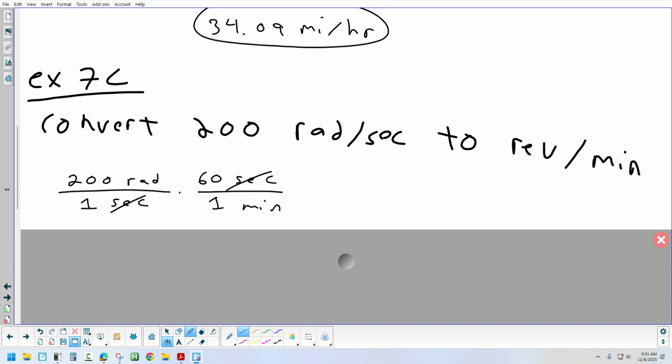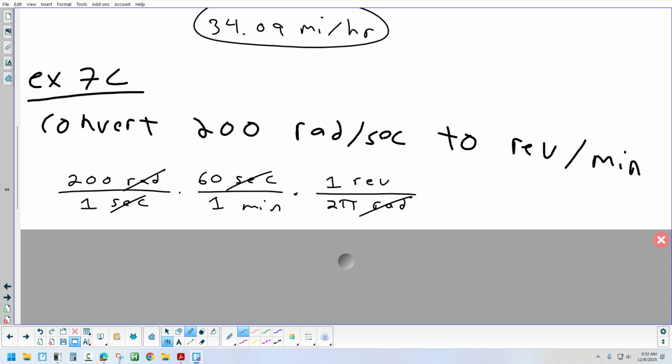Yep. Well, we don't want radians. We don't want radians per minute. We want revolutions per minute. So we still have one more thing we have to fix. What's my next conversion going to be? Yep. 1 revolution over 2 pi radians. In 1 revolution, there are 2 pi radians.